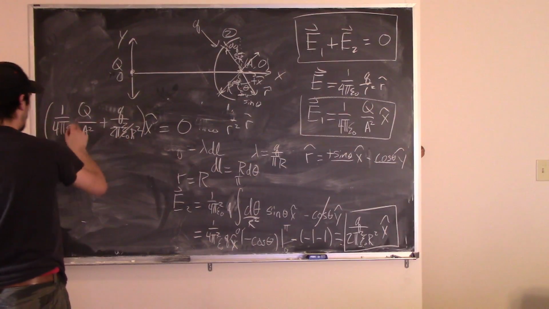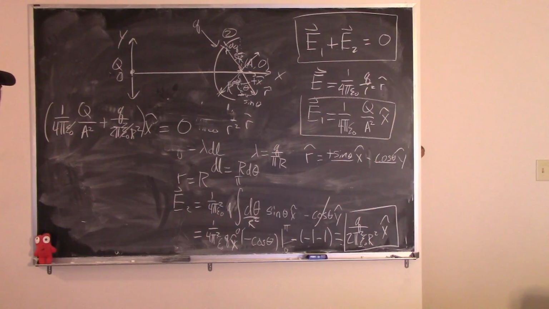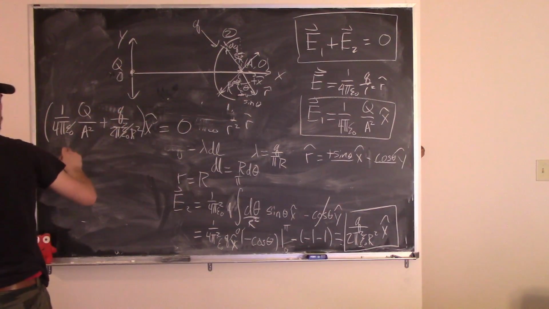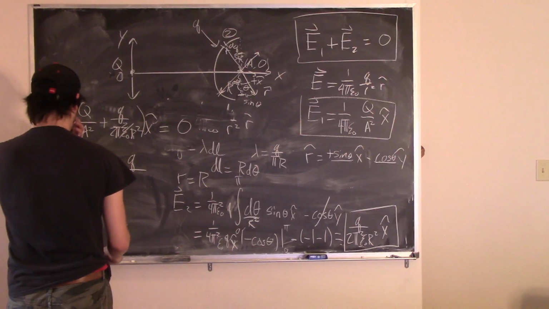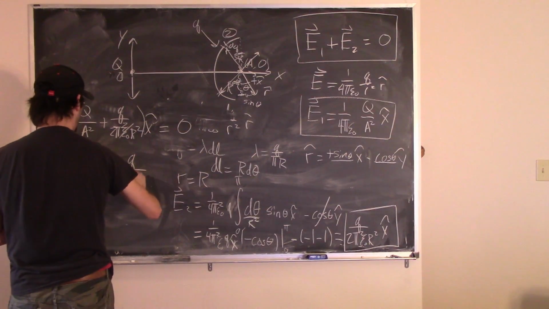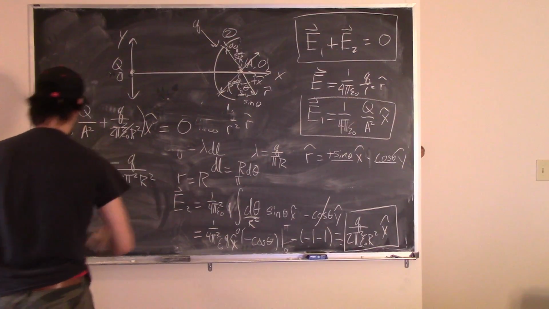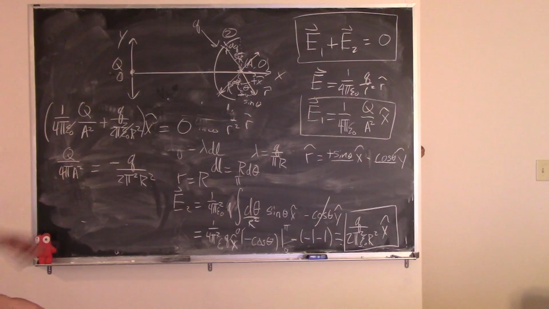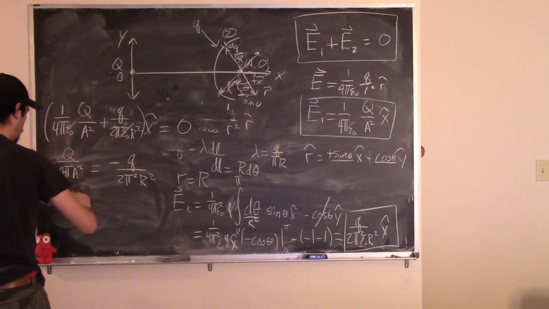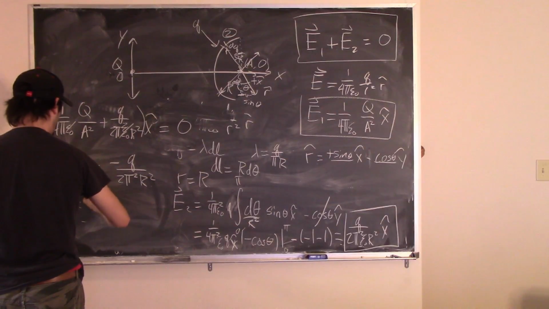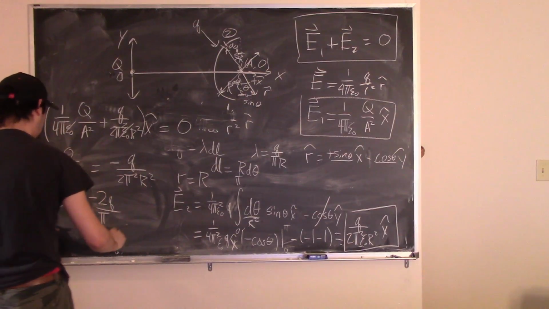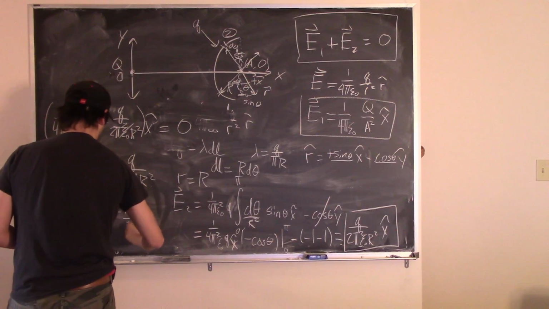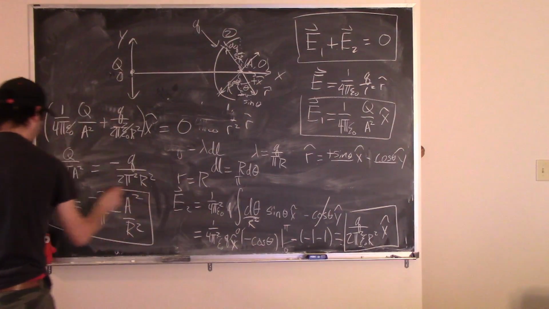So the first thing I can do is cancel my epsilon naughts. Those are going to be common to both. And then I'm going to move this to the other side. And so I have Q divided by 4 pi a squared is equal to minus q divided by 2 pi squared r squared, and then move some things around to find our answer. And so when I do that, what I end up finding is that Q is going to be equal to negative 2q divided by pi times a squared divided by r squared. And that's our answer.